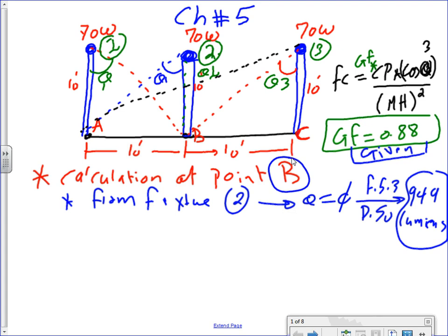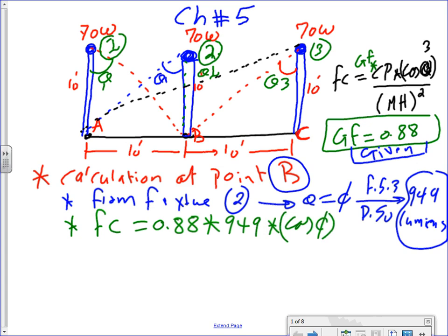Then the calculation becomes very easy. You're going to go foot candle for this particular fixture. You need the guard factor, 0.88. Multiply this one by 949 lumens. Multiply it by cosine. What's the angle? The cosine of 0 raised to the power 3, and divide this baby by 10 to the power 2. Any comments, guys? Any questions about that?